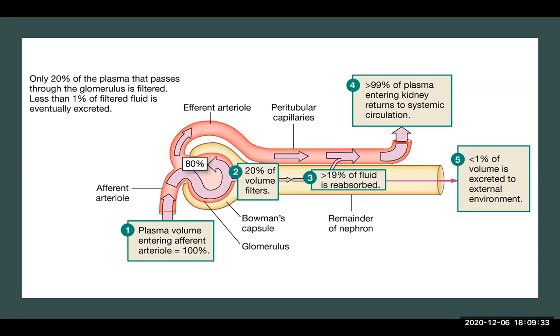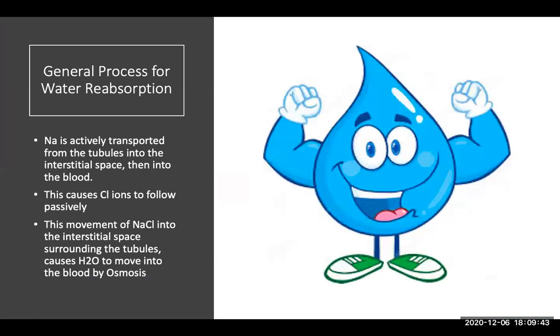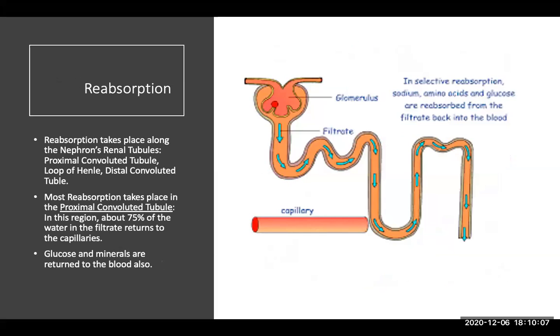Less than 1% of filtered fluid is eventually excreted. So most of what gets filtered through the glomerulus will actually be reabsorbed back into the bloodstream. The general process for water reabsorption is to follow wherever sodium goes. Sodium is actively transported from tubules into the interstitial space, then into the blood. This causes chloride ions to follow passively, and this movement of sodium chloride into the interstitial space surrounding the tubules will cause water to follow into the blood by osmosis.